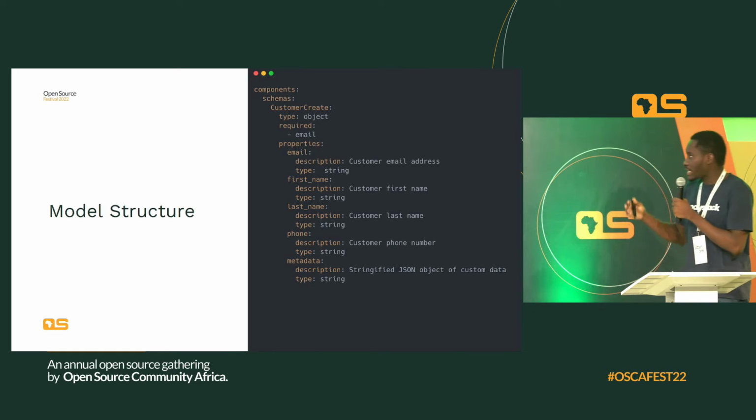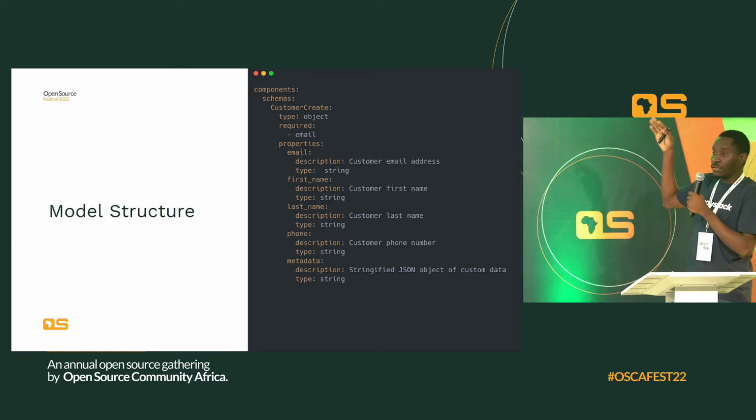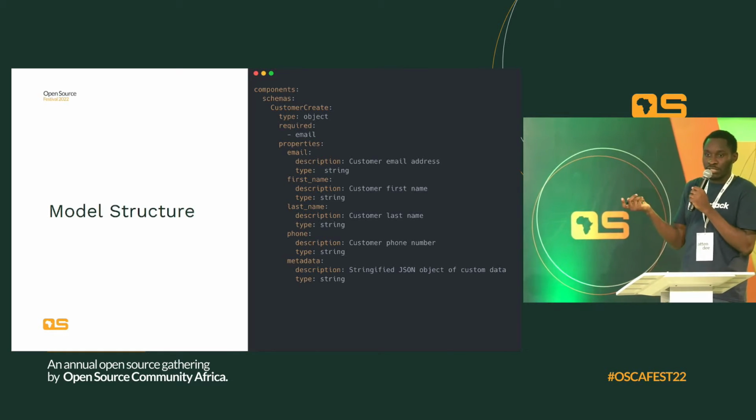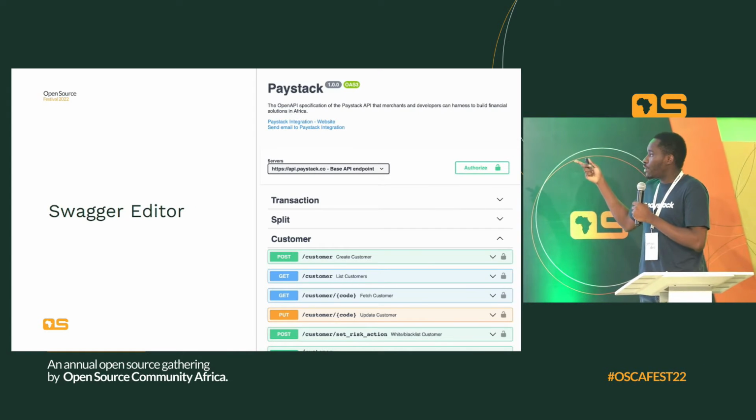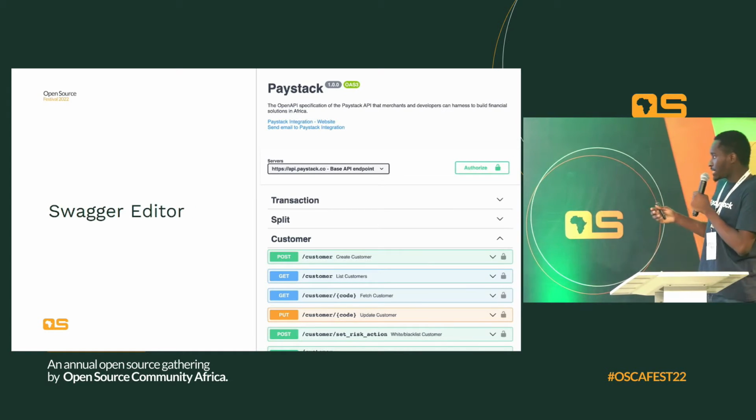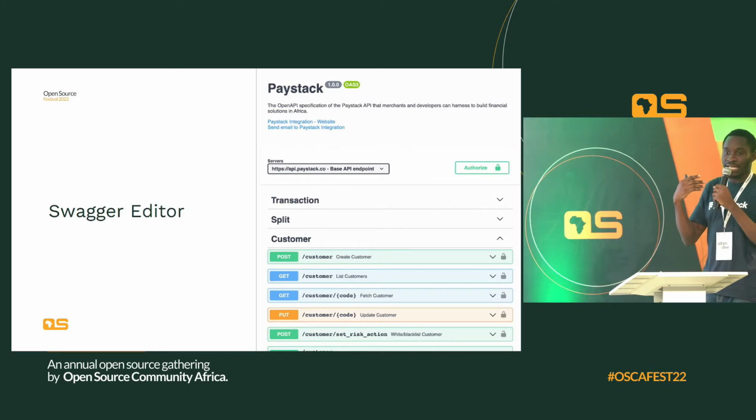So the next thing is, what does a model look like? A model basically just contains the type and the parameters that can go for each endpoint. So having looked at this, one more thing is the editor. If you see this kind of editor now, it's easy for anyone, first of all, like the engineers internally, to know what's going on in the APIs.